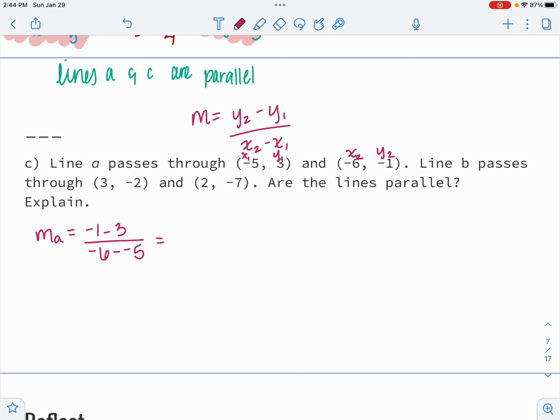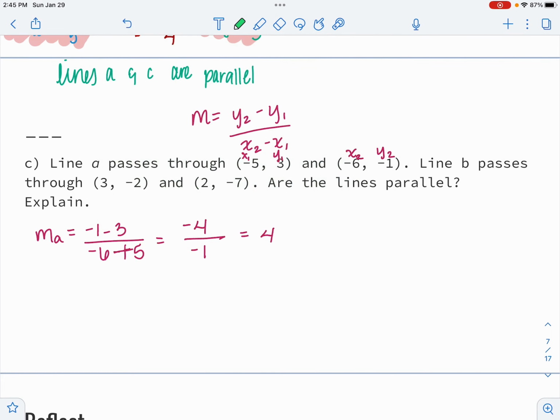Again, it's really important that we are careful with our signs because the slopes need to be exactly the same if they are parallel. And if we're off by a sign, then we might get an incorrect answer. So numerator is -4, denominator is -1, and make sure that you simplify it completely so that we see that it's +4.